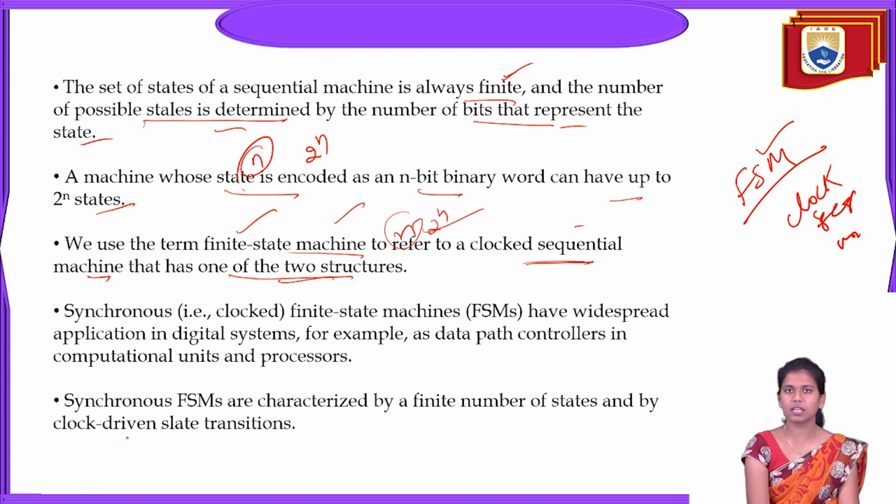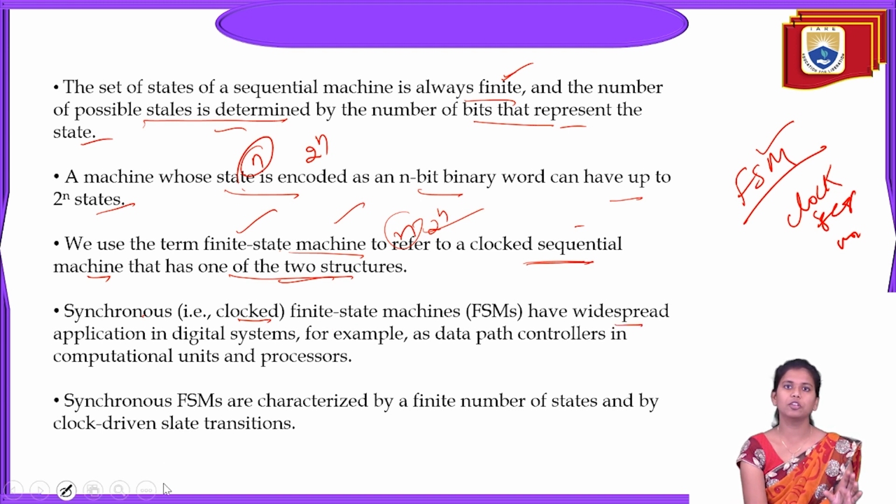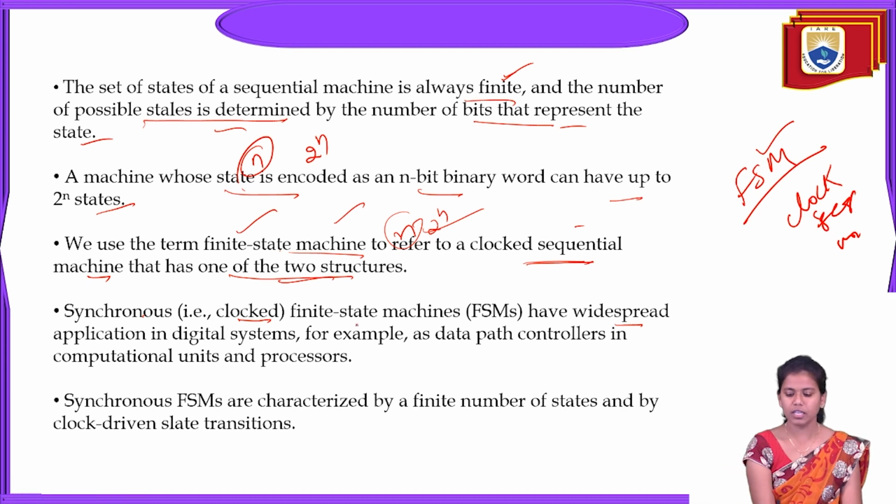Those two structures are synchronous finite state machines and asynchronous finite state machines. Synchronous means the clocked finite state machines, and they have widespread applications. When you compare asynchronous and synchronous sequential machines, most probably the synchronous sequential machines are preferred first. The priority is given to synchronous finite state machines.